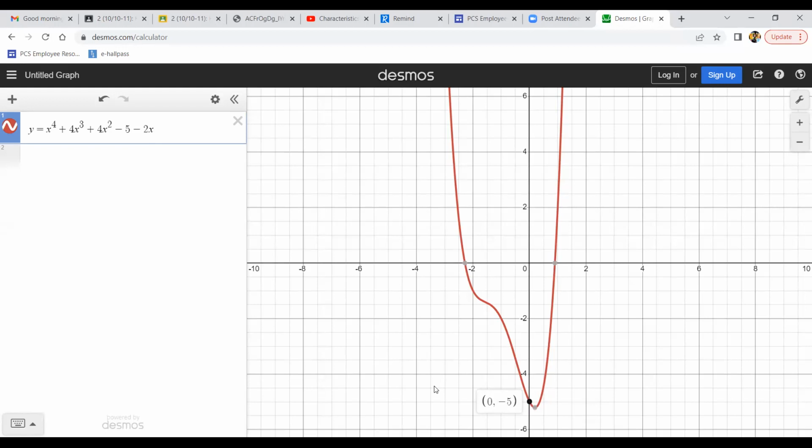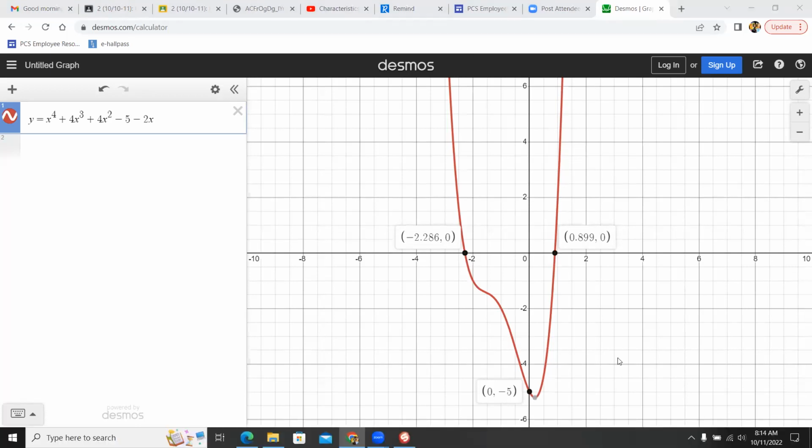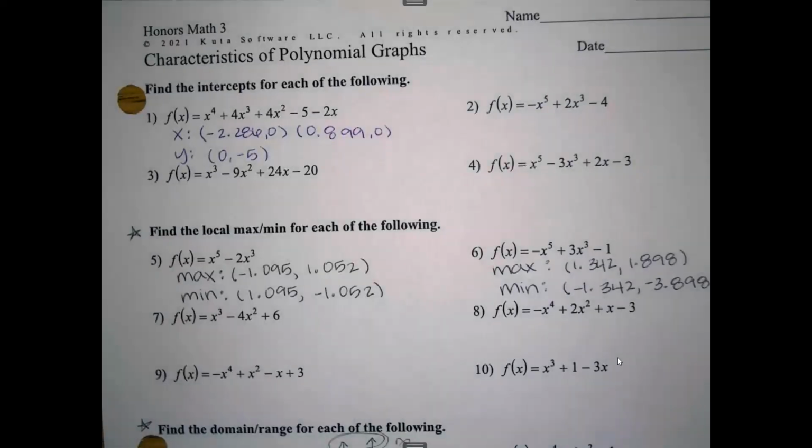And then how many x-intercepts do we have? How many x-intercepts do we have? 2. So x-intercepts negative 2.286 and 0.899. So these first 4 questions are going to go pretty quickly because you're just finding x and y intercepts. So those are relatively easy.